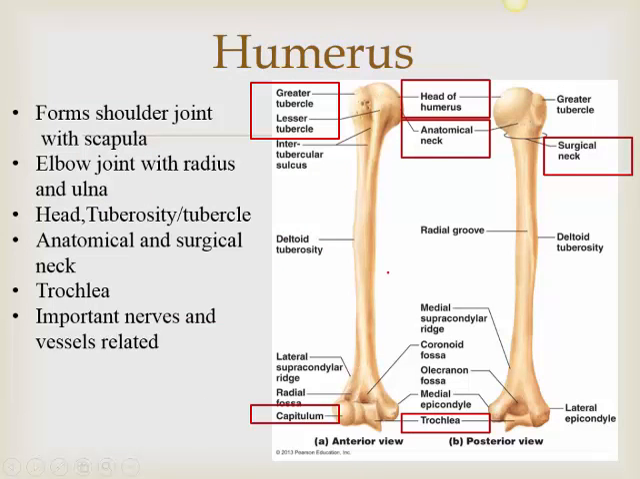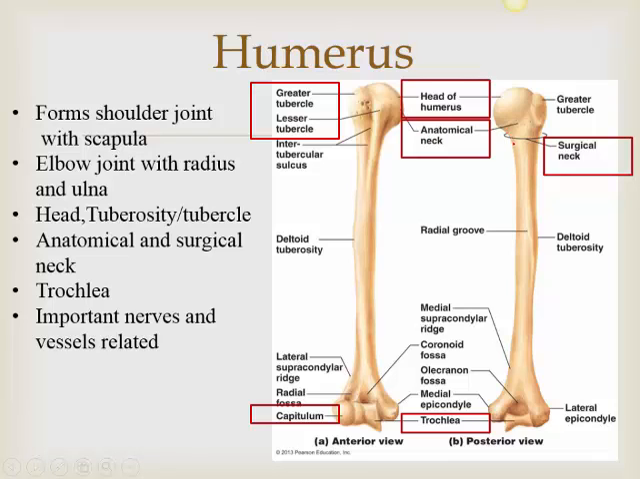Then when we look at the arm bone, this bone is the humerus. Above, it articulates with the scapula to form the shoulder joint. Below, it articulates with the radius and ulna to form the elbow joint. If you look at the humerus from the anterior aspect, you can see a rounded part which is known as the head of the humerus. Immediately there's a little narrow area, known as the anatomical neck. Wherever there's a constriction, it's called a neck.